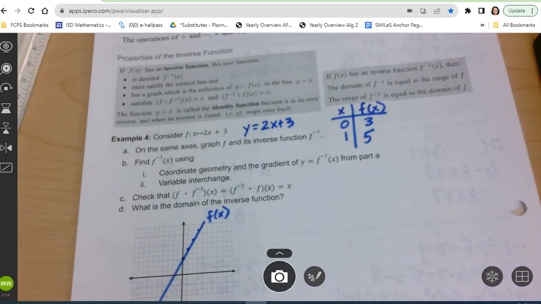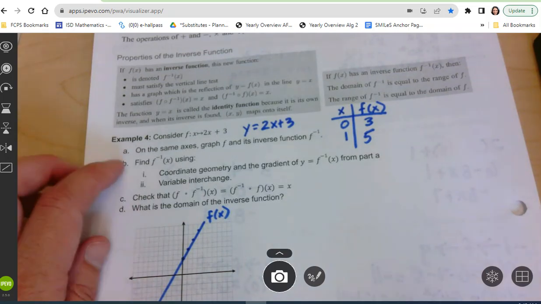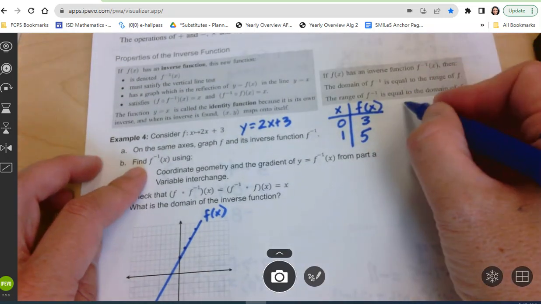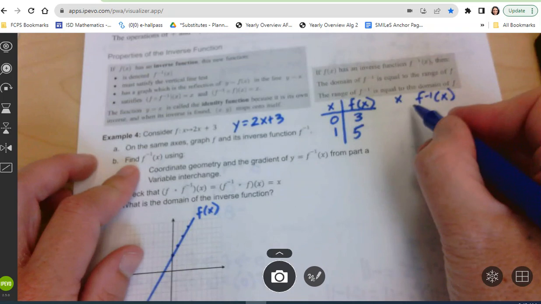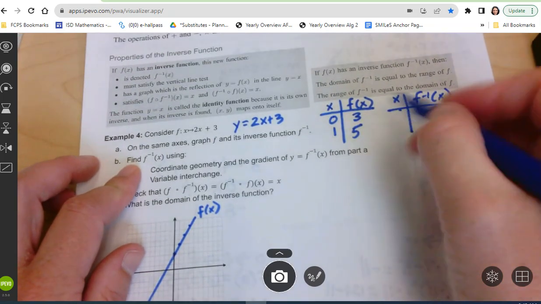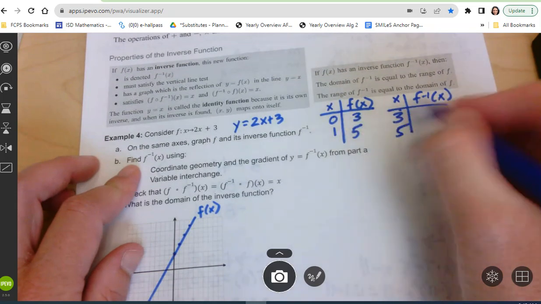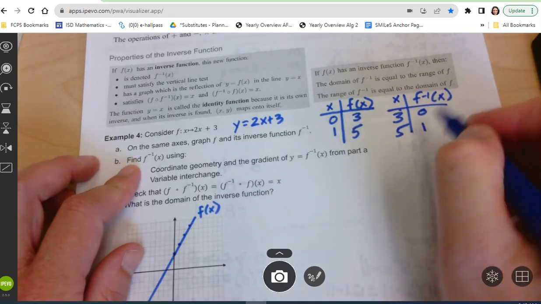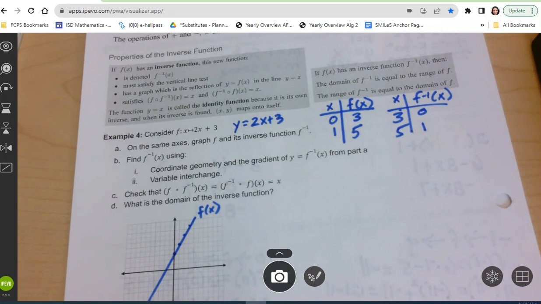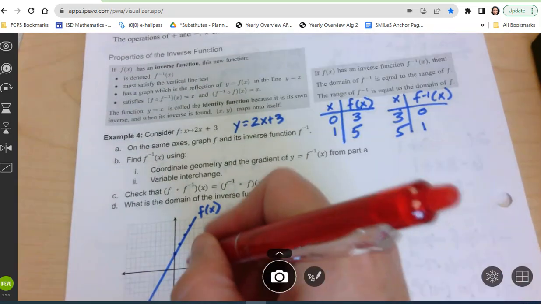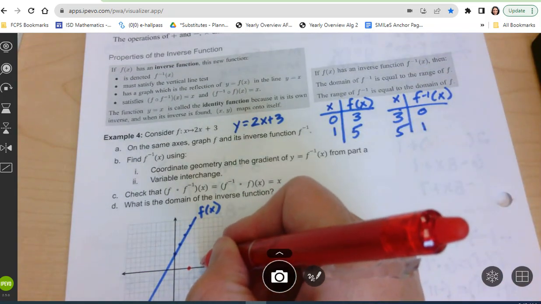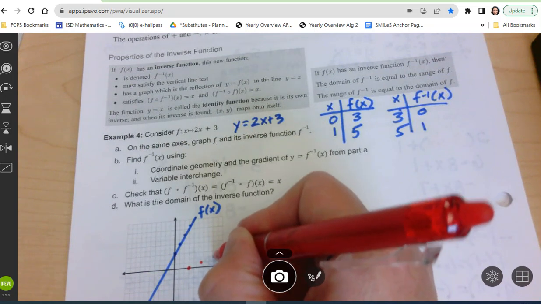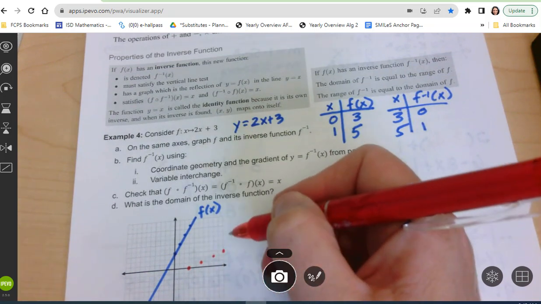Remember how I said your domain and your range switch for the inverse? So if I want to find the inverse of this, what I can do is switch the x and the y. So this would be x and inverse f of x. So now 3 and 5 become my x, and 0 and 1 become my y. And I'm going to graph those points. So (3, 0) and (5, 1). And you can follow that pattern as well to make a few more points if you want. And graph them.